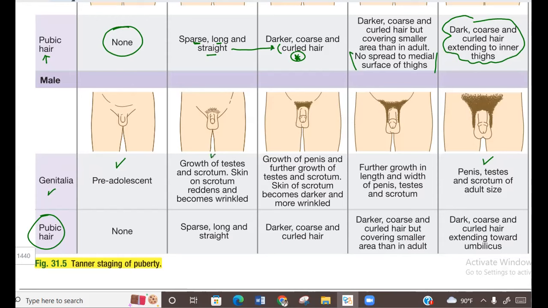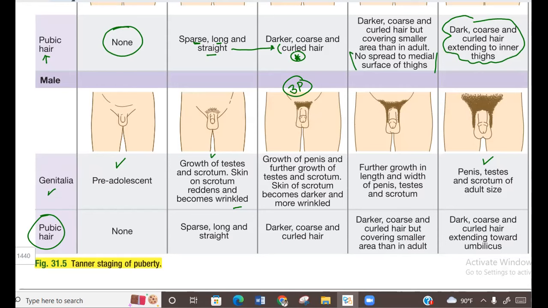In stage 2, the scrotum increases in size, the testes increase in size, and the skin of the scrotum starts to become wrinkled. But in stage 3, the important difference is that the penis also starts to grow. Scrotal and testicular development continues. In stage 4, the penis develops further, and there is further growth of the testes and further wrinkling of the scrotum, but it's not yet adult size. And in stage 5, everything is adult size.